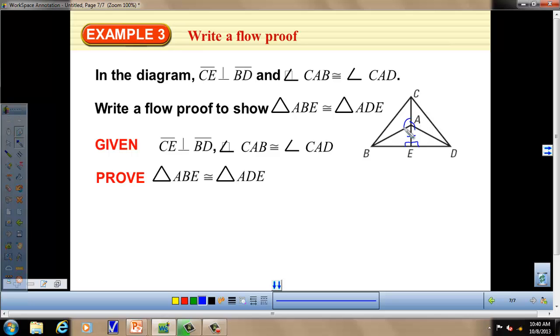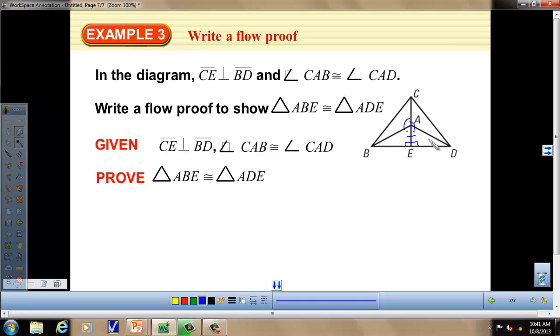Now, CAB and BAE are supplements, and CAD and DAE are supplements. So these two angles right here are supplements of the two top angles here. Since they're supplements, we know they're congruent to each other. We have a theorem called the congruent supplements theorem. So we would use this in this case.